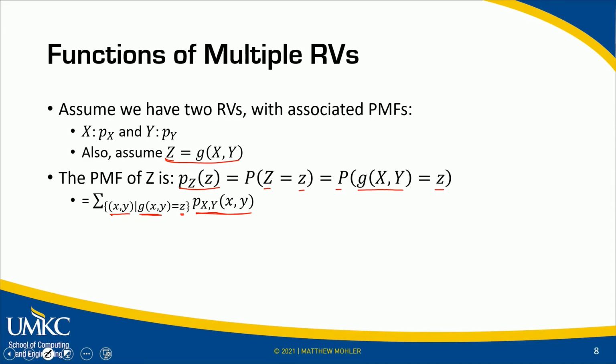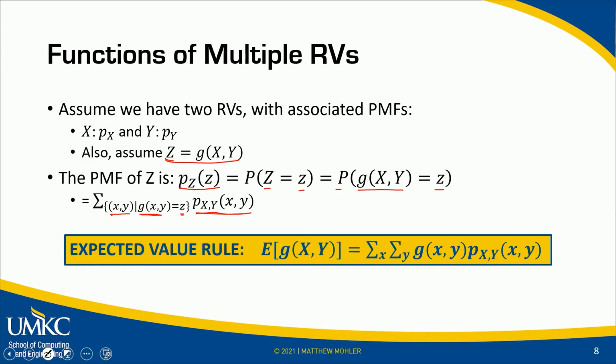Now, this leads to an extended version of the expected value rule. And the expected value rule in this case becomes that the expected value of a function of a random variable, g of x and y, we can sum over all possible values of x and all possible values of y. And we, again, just substitute in this function g of x and y. And we multiply by the joint PMF of the random variables x and y. And this should follow pretty easily from the expected value rule and the joint PMFs that we've looked at previously. But it is important.